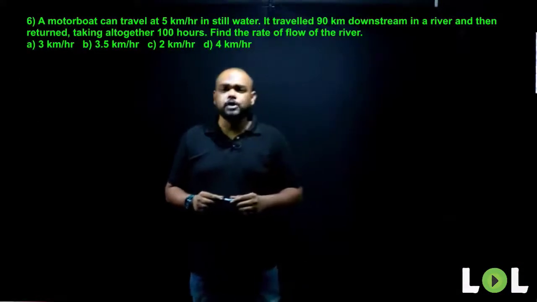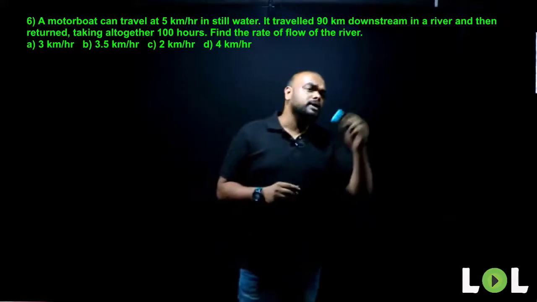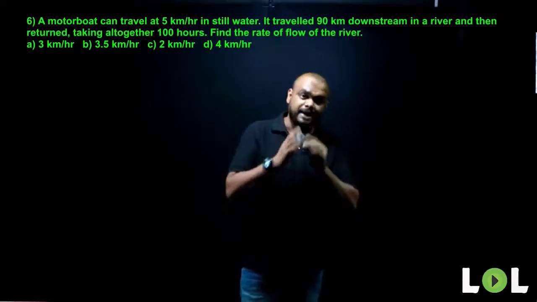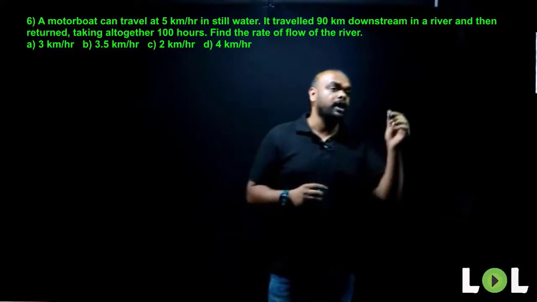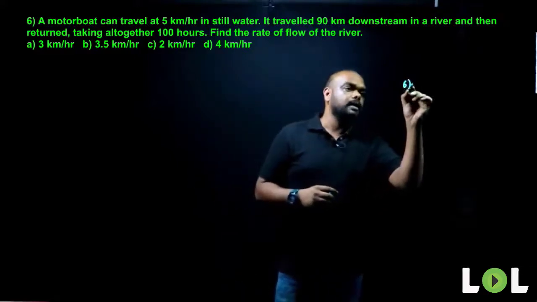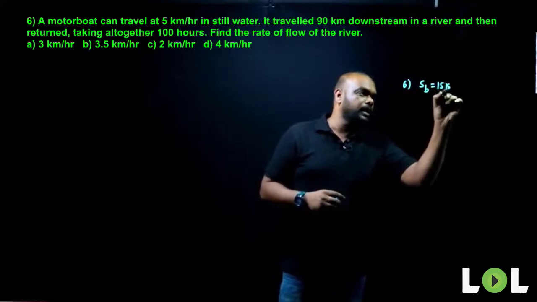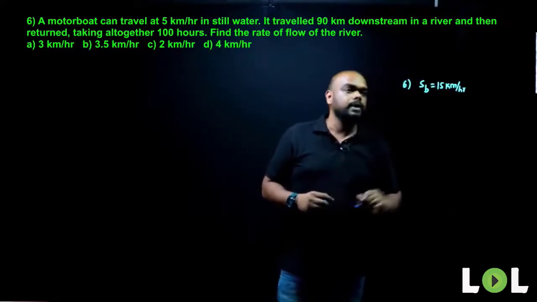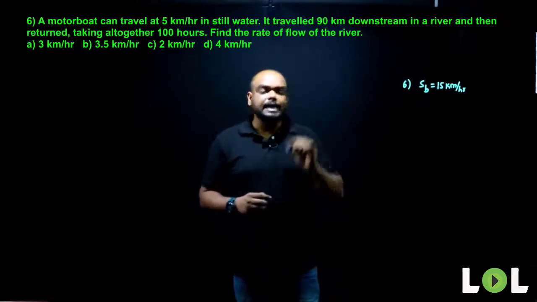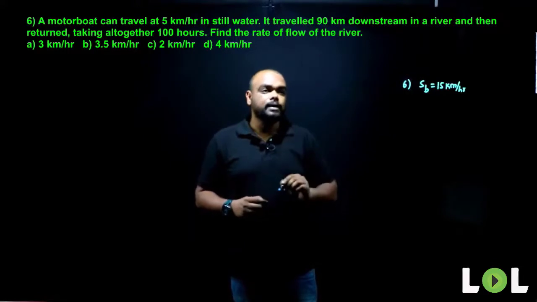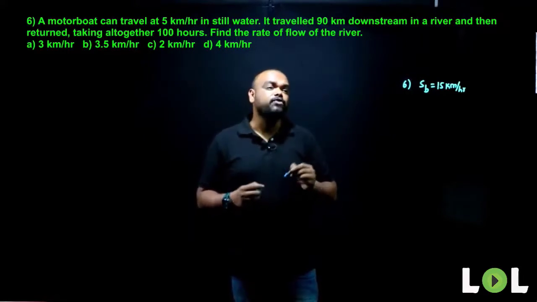Question number 6. What does it say? A motorboat can travel at 5 km per hour in still water. That is SB, the speed of a boat in still water. It traveled 90 kilometers downstream in a river and then returned, taking altogether 100 hours. Find the rate of flow of the river.